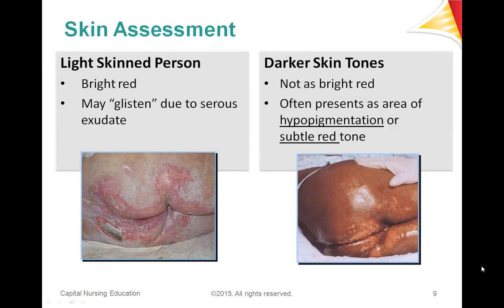Let me remind you that when we're doing skin assessment, certainly the assessment looks much different on light-skinned people versus people with darker skin tones. And on patients that have very light skin, the skin is very bright, a bright red. It may glisten due to the serous exudate that is oozing out of the skin. And when you look at the skin of a darker individual, you will notice that it's not as bright red. It often presents, as a matter of fact, as hypopigmentation or a subtle red tone.